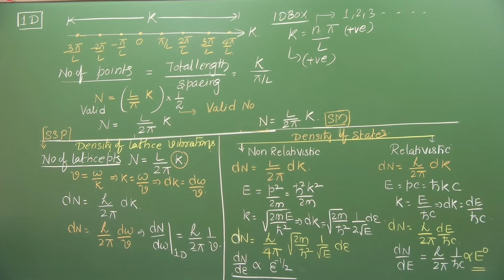Density of states means number of states per unit length, unit area or unit volume, per unit energy. Careful. Length to area to volume will be here only. In 2 dimension, here you will get area. In 3 dimension, you will get volume.